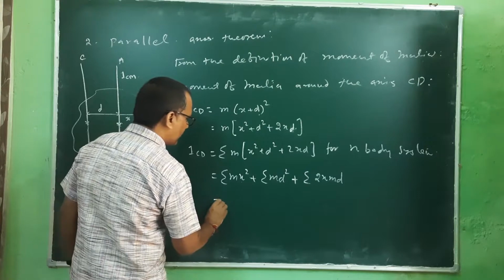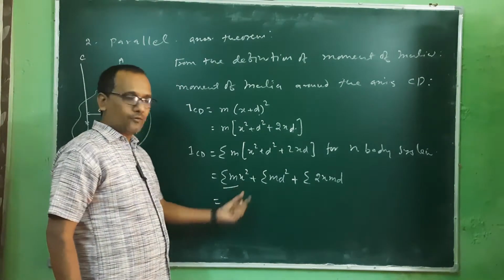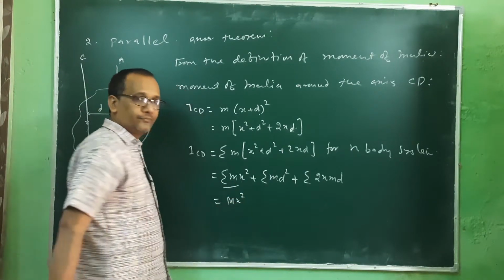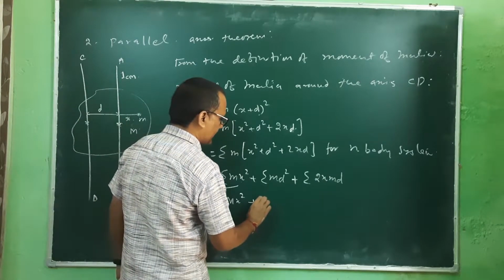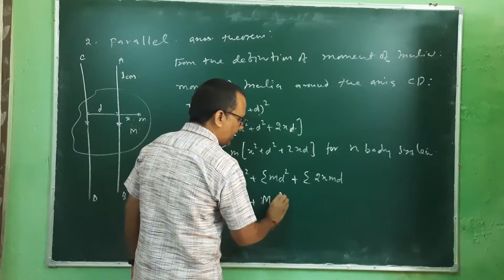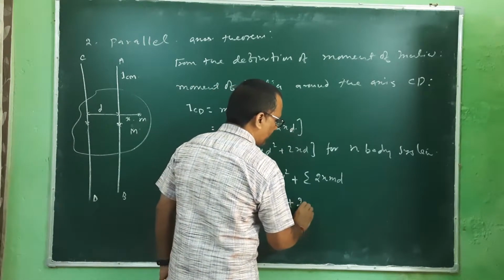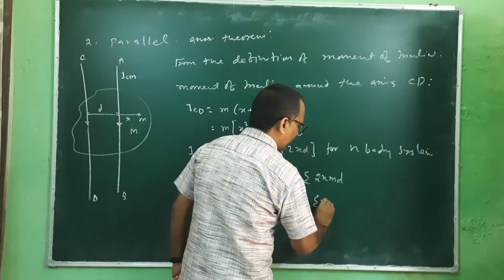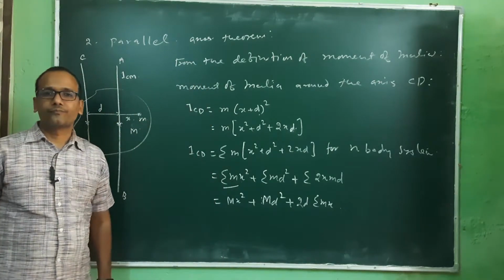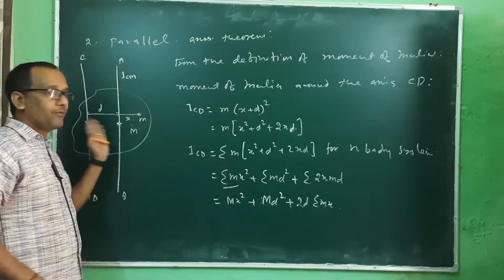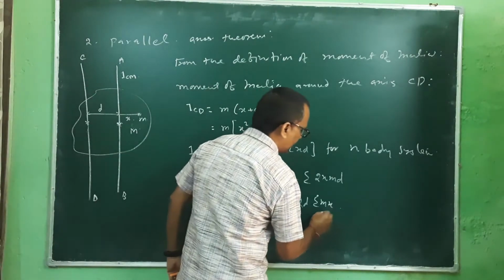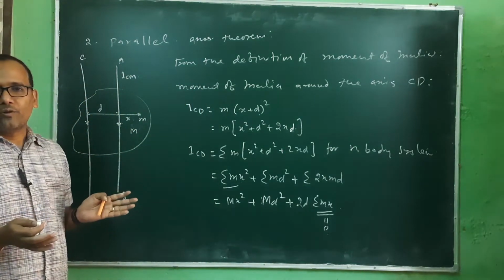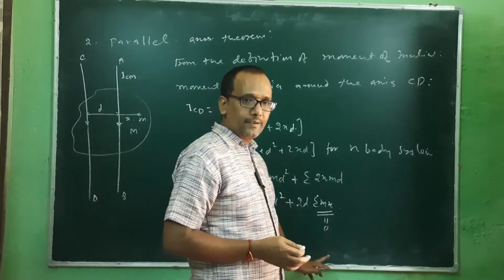Okay, and this is equal to the summation of m, x is fixed. So summation of m is the complete m. So this is mx square plus this is m complete md square, and here this is 2d, d is fixed, but this x is variable, and this is summation of mx. X is variable, that may be positive, negative somewhere, and this value is actually equal to 0 because this x may be positive, negative, so the total sum of this multiplication mx is 0.